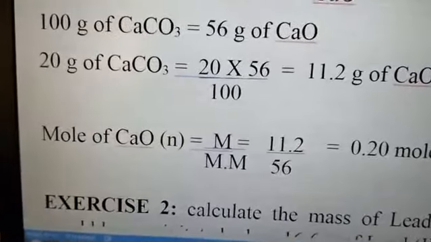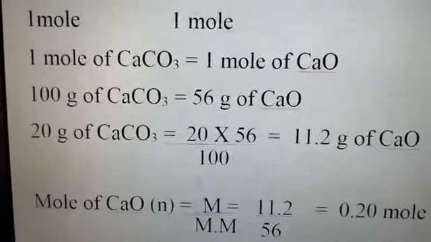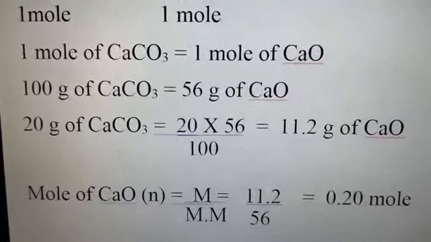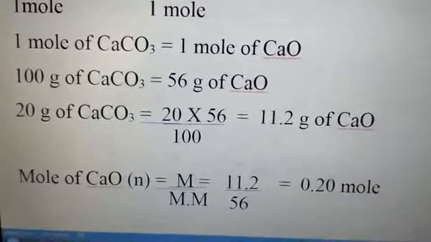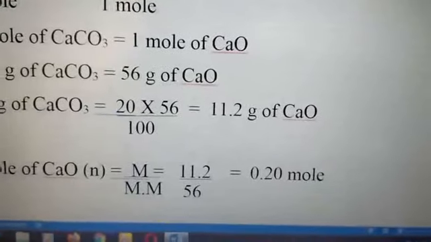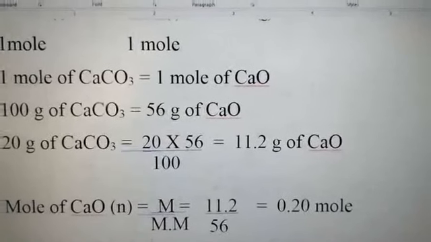Therefore, 20 grams of the carbonate, which is the mass provided in the question, will give us 20 times 56 over 100 by working by proportion. We now have 11.2 grams of calcium oxide produced.